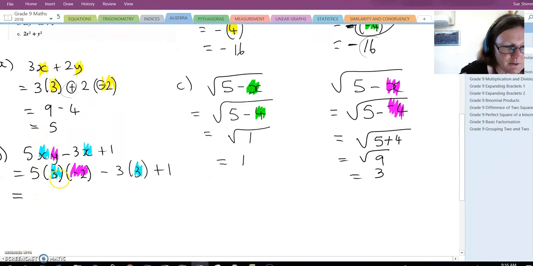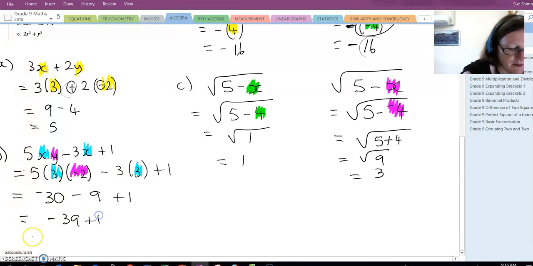5 times 3 is 15. 15 times 2 is 30. A positive times a positive is a positive, times a negative gives us a negative. Then we subtract 9, because 3 3s are 9, and we add 1. If we got negative 30, we subtract 9, it's negative 39, plus 1. Negative 39 plus 1 is negative 38.